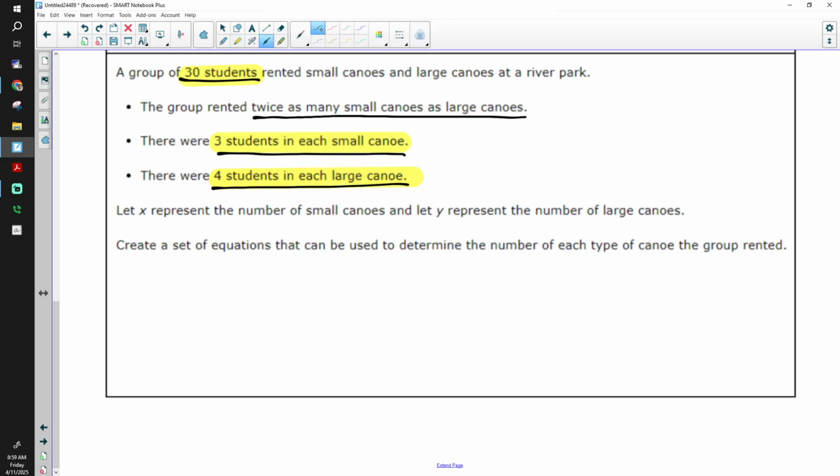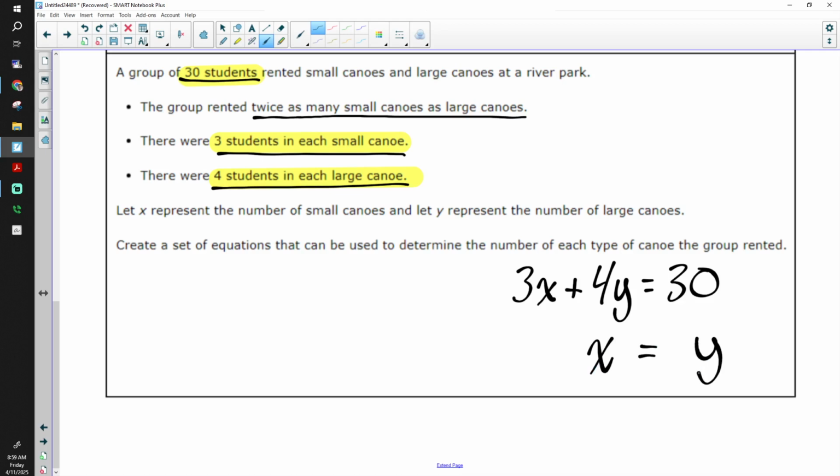Writing our equation, we have 3x, 3 people in each small canoe, plus 4 people in each large canoe, is a total of 30 people. Now we need to turn this first bullet point into an equation: twice as many small as large. So I like to start by writing x equals y. If there were twice as many smalls as there are large, then if we multiply the large by 2, they would be equal.